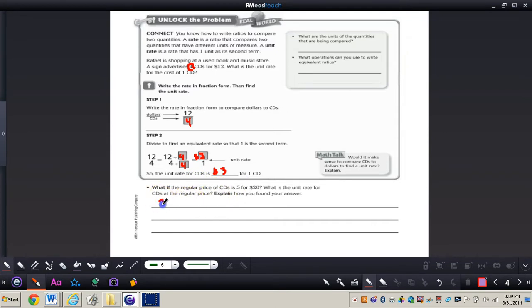Okay, so what we have here, we can write the rate in fraction form. $20 for 5 CDs. We're going to divide both numerator and denominator by 5. 20 divided by 5 will give me $4. 5 divided by 5 will give me $1. So $4 per one CD. Okay, and the explanation here is I divided the numerator and denominator by 5 to find the unit rate. Why do we choose 5? Because 5 was how many total CDs we had.